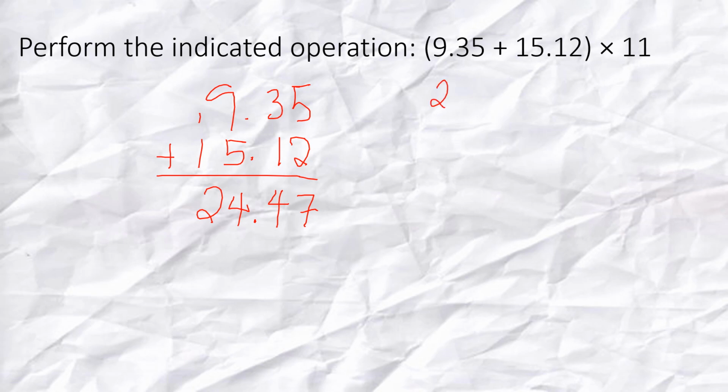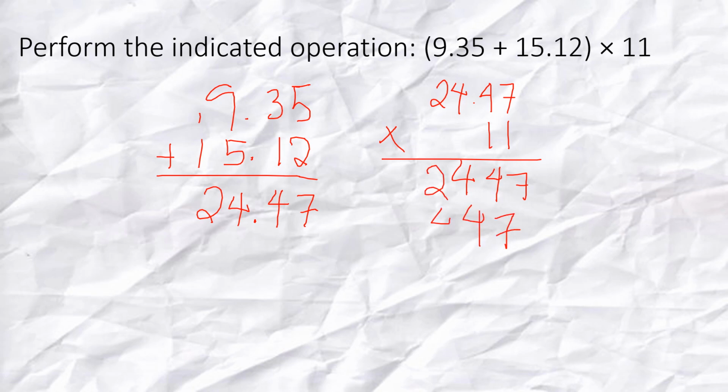After that, we multiply the sum, which is 24.47, by the factor, which is 11. Let us now multiply. 1 times 7 is 7, 1 times 4 is 4, 1 times 4 is 4, 1 times 2 is 2. Another one, 1 times 7 is 7, 1 times 4 is 4, 1 times 4 is 4, and 1 times 2 is 2. We now have our partial products, so we can now add them together. So bring down 7. 7 plus 4 is 11, regroup 1. 1 plus 4 is 5, plus 4 is 9. 2 plus 4 is 6. Bring down 2.